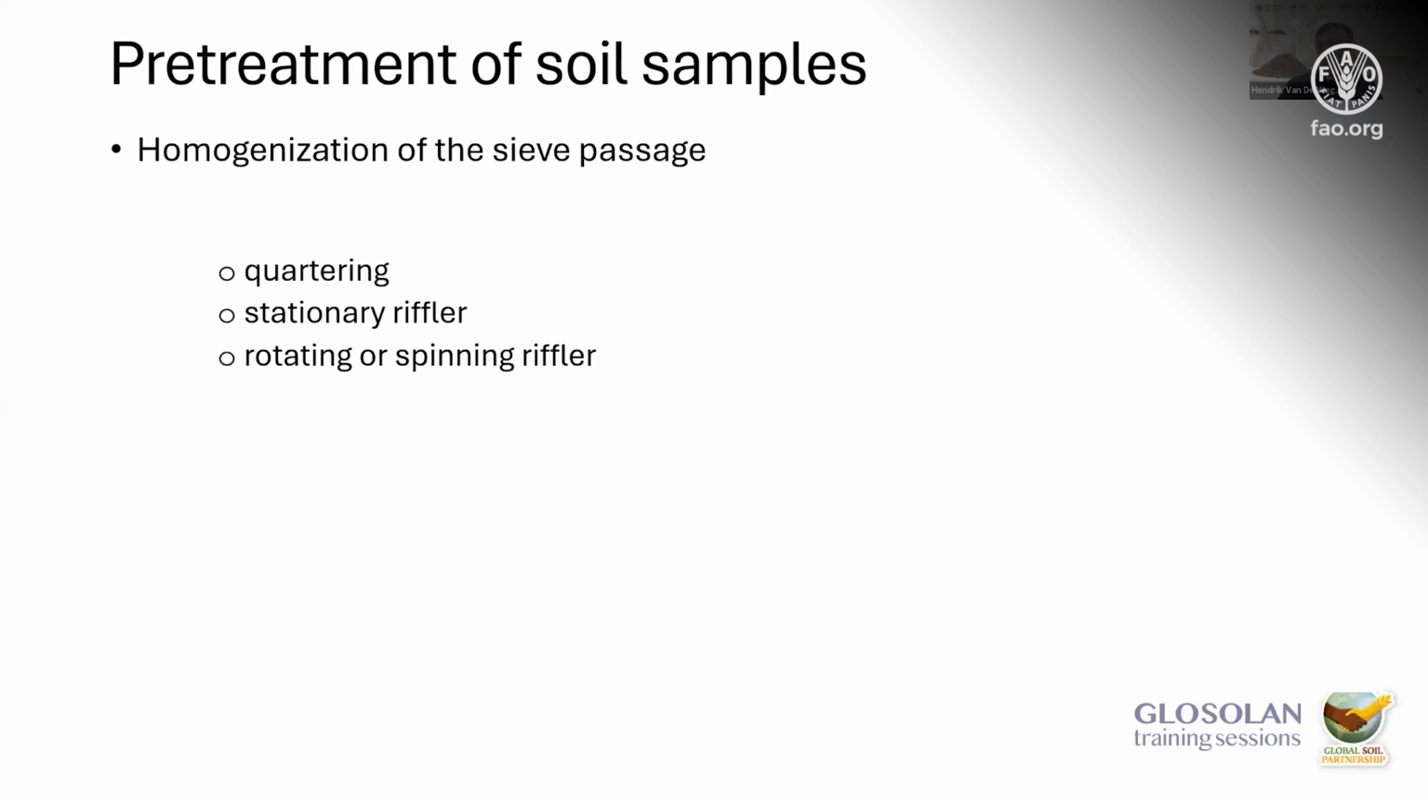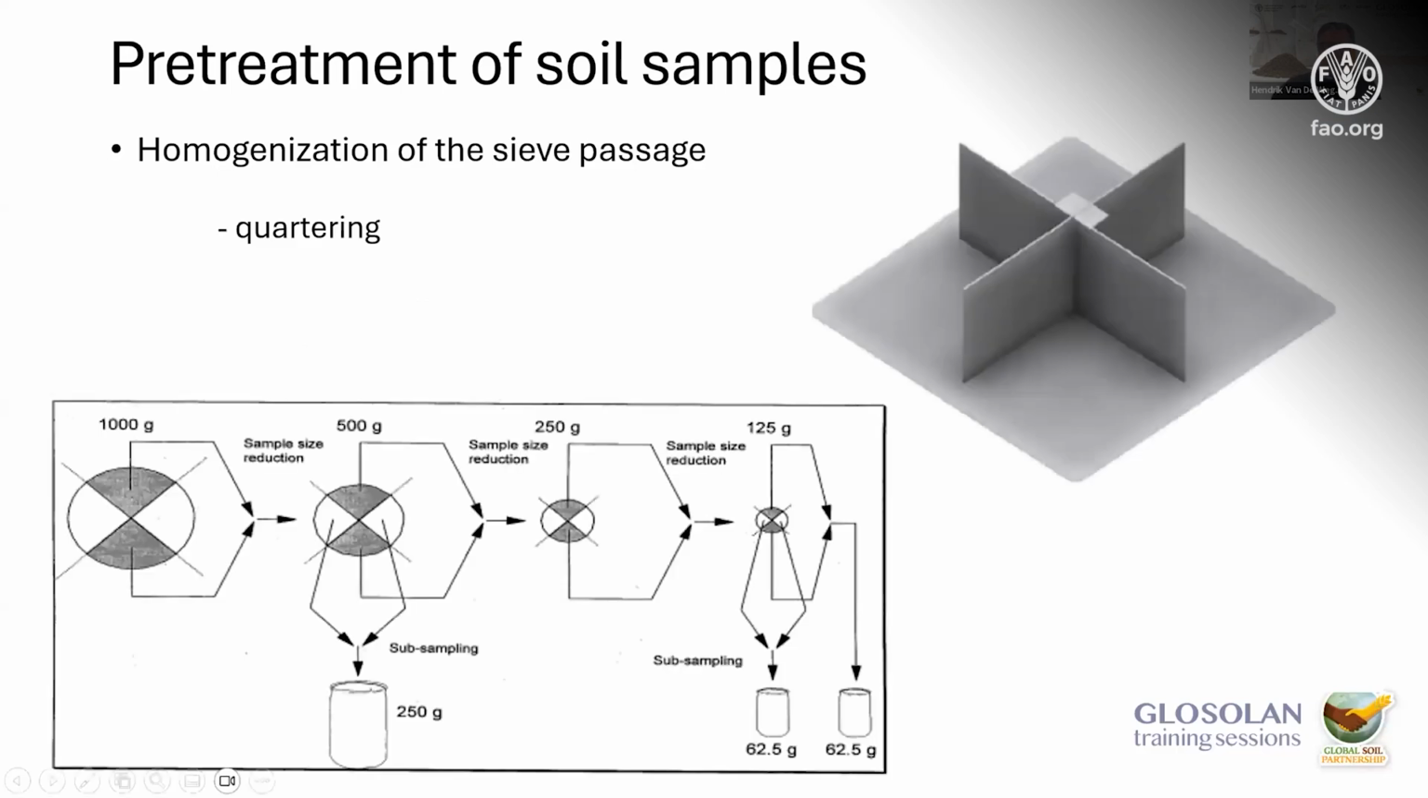There are different ways we can do the homogenization. Most used is quartering or riffling. For riffling, there are two instruments used. That is the stationary riffler and the rotating or the spinning riffler. So what is quartering? Quartering means that you have here a kind of device where you put, for instance, 1 kilogram of sample on this device.